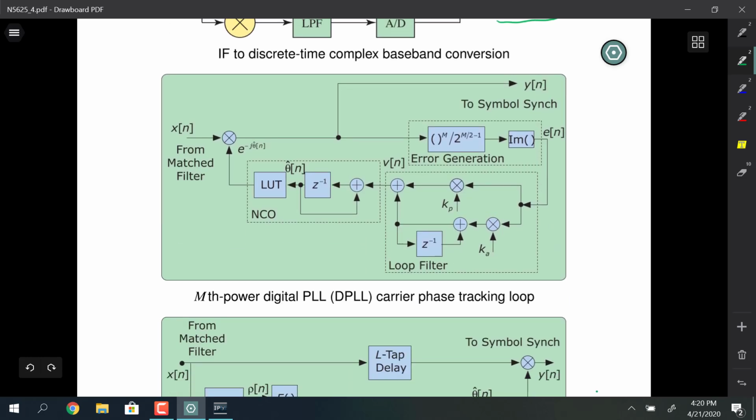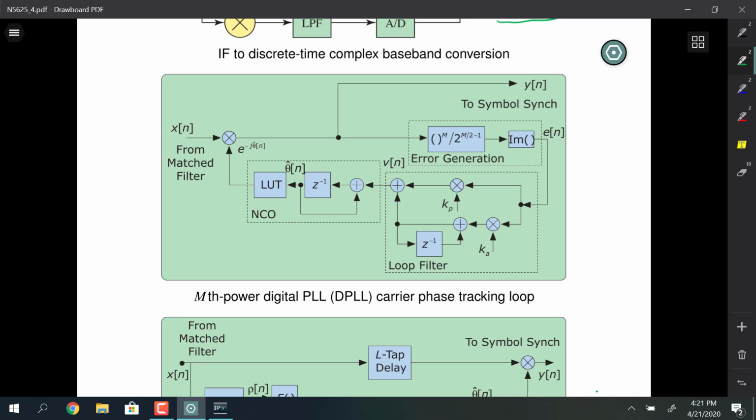And this is just digital implementations of how you might do a carrier tracking loop. This is for higher order digital modulation, Mth power, but if M is equal to 2, this is doing the complete phase lock loop for carrier recovery. The VCO is replaced by an NCO, numerically controlled oscillator. The loop filter is the lead lag filter in the discrete time domain.